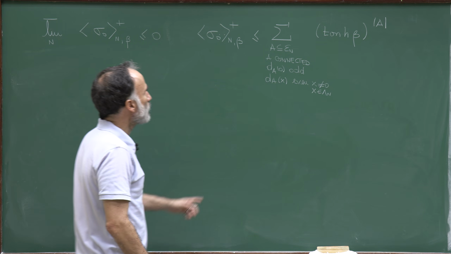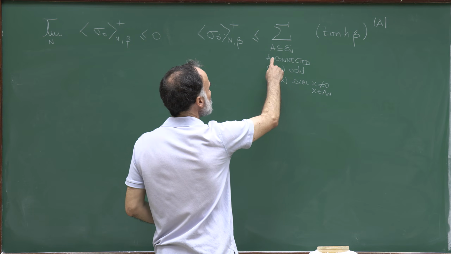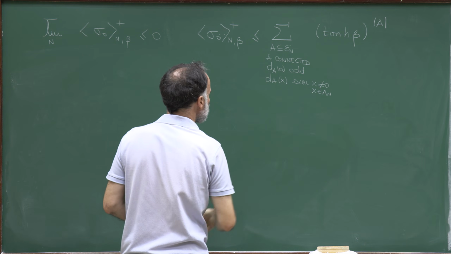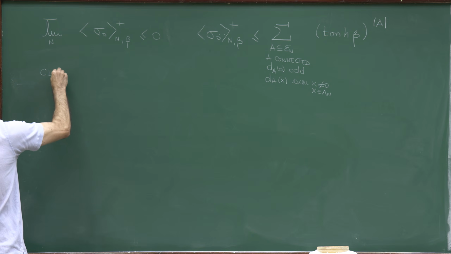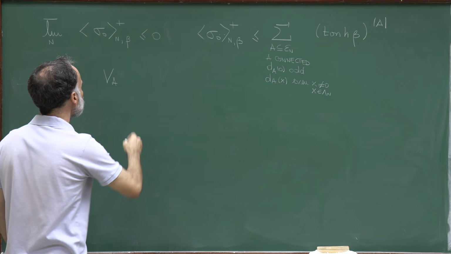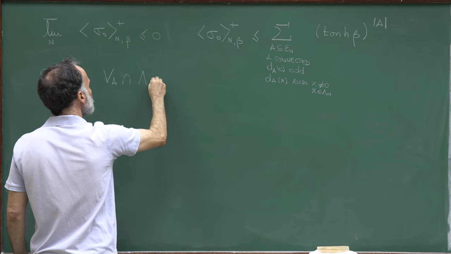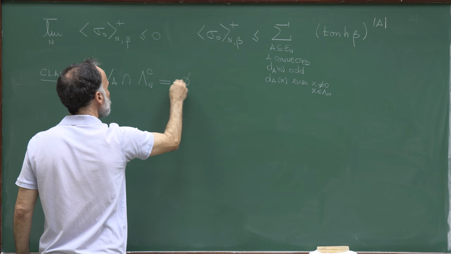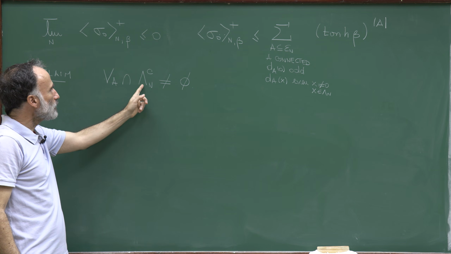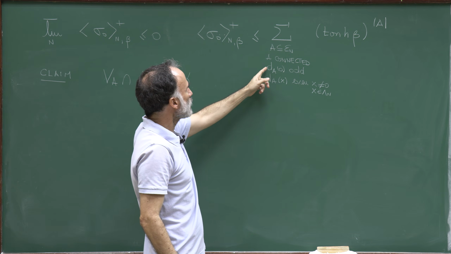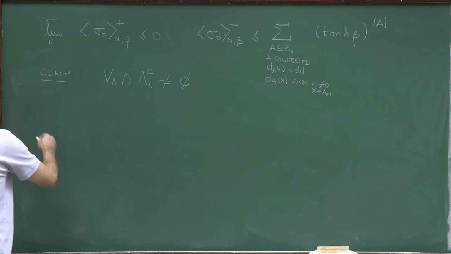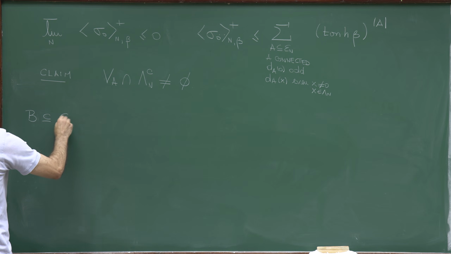So let's go back to the proof, and remember that we are summing over all sets of edges which are connected, which contain the origin and which have this property. What I claim is that the set of vertices of A must contain an element which does not belong to lambda n, because we are requiring d of 0 to be odd and d of x to be even. Why is that so? Well, take a set of edges, which is finite.